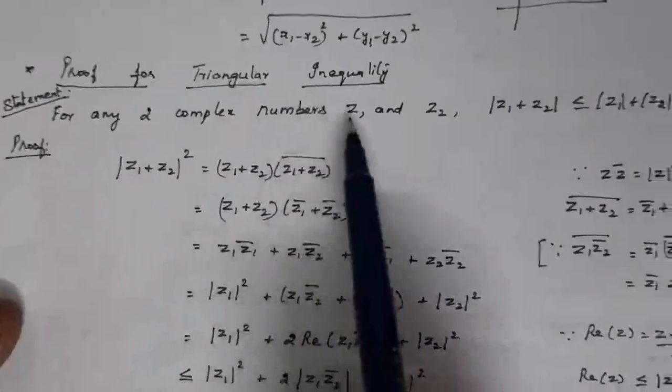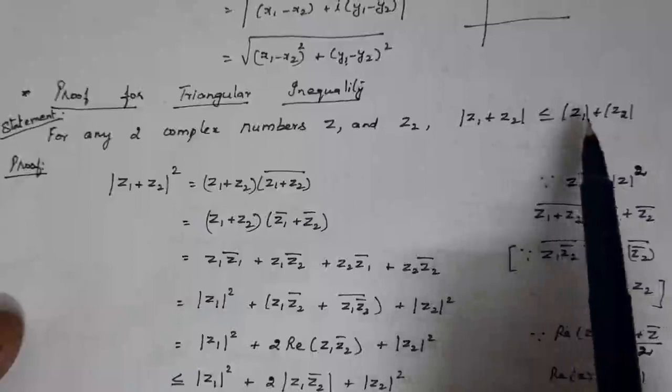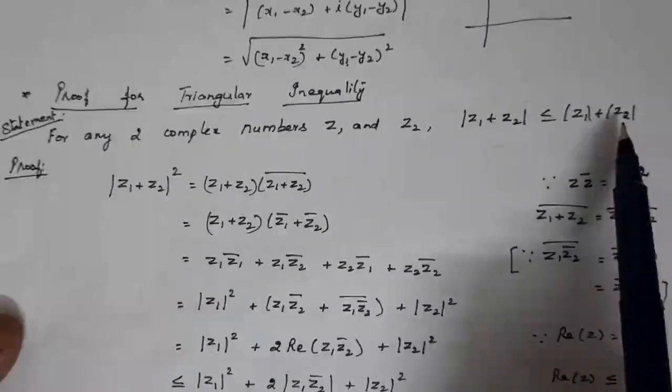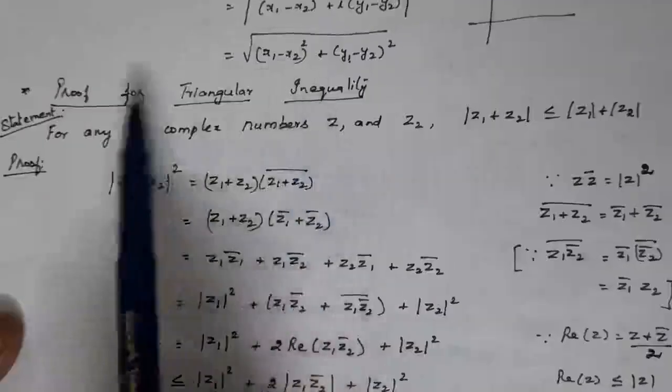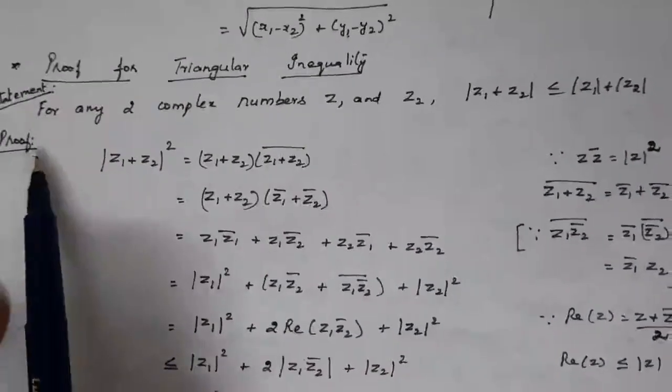For any two complex numbers Z1 and Z2, modulus of Z1 plus Z2 is less than or equal to modulus of Z1 plus modulus of Z2. This is a very important question: the triangular inequality. Now, let us see the proof.